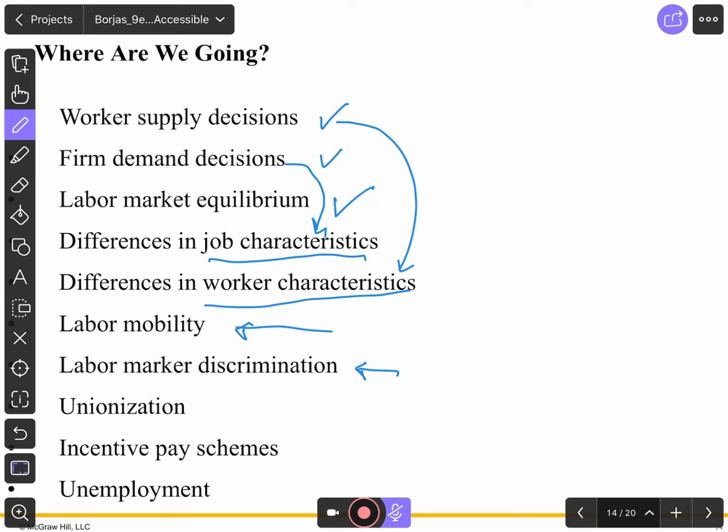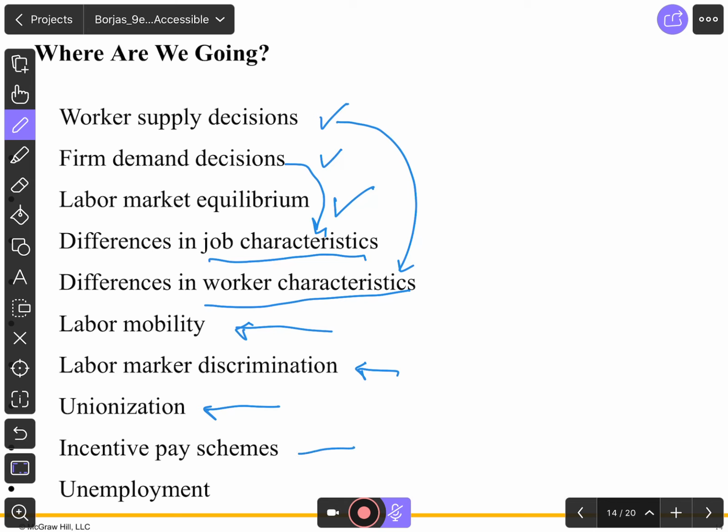Unions. We'll talk about the ability of workers to get together so that they are stronger in asking about their demands. So we'll be talking about unionization and how it affects the labor market.